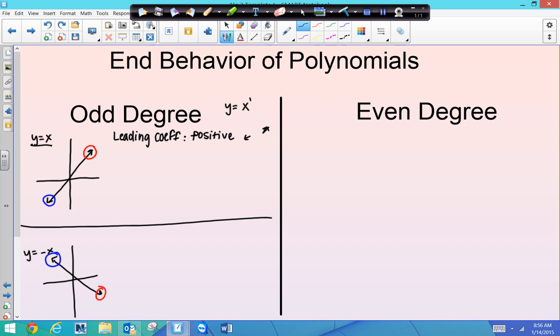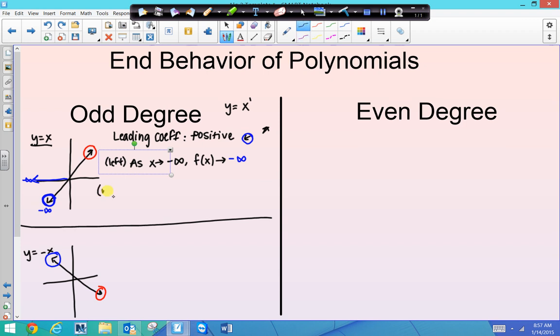Because to write our end behavior, this little picture is not good enough. We need to actually write a statement describing the end behavior. If we're going to talk about the left side first, because we read from left to right, that's this side over here, x is going on and on forever towards negative infinity. So as x goes to negative infinity, we want to know what our y values are doing. And our y values on the left side are going down towards negative infinity.